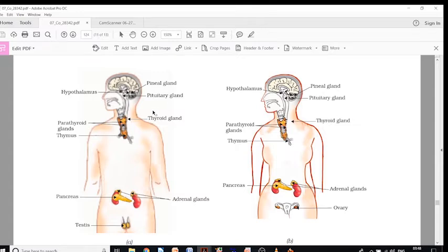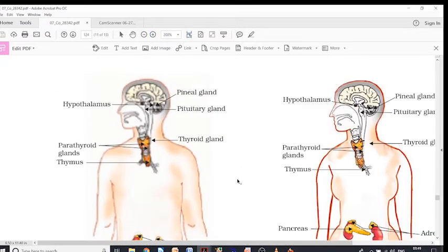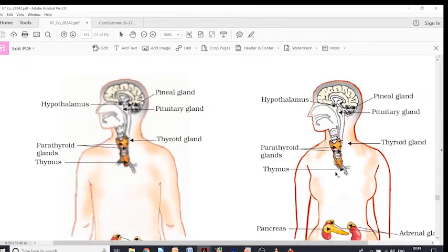Then you have the pineal gland, which also lies in the brain. And the hypothalamus is also a very important area of the brain. Next we have the thyroid gland. The thyroid gland is a butterfly shaped gland, as you can see in your image. And what is the function of this thyroid gland? The function of this thyroid gland is to release the hormone thyroxine.